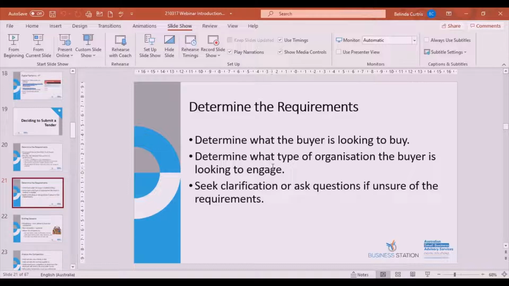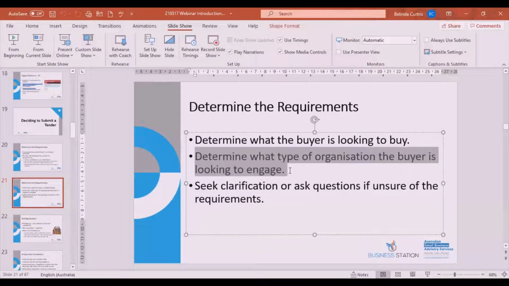You need to satisfy yourself that you fit within those parameters that the buyer is looking for in terms of an organisation. If you're not sure of anything, you've read through the document and you need some clarification, you are allowed to ring the organisation and seek that clarification or ask any questions. There will be contact details of people that you can call to do that. More often than not, they'll want you to put that in writing via email, but you can ask questions if you're not sure.